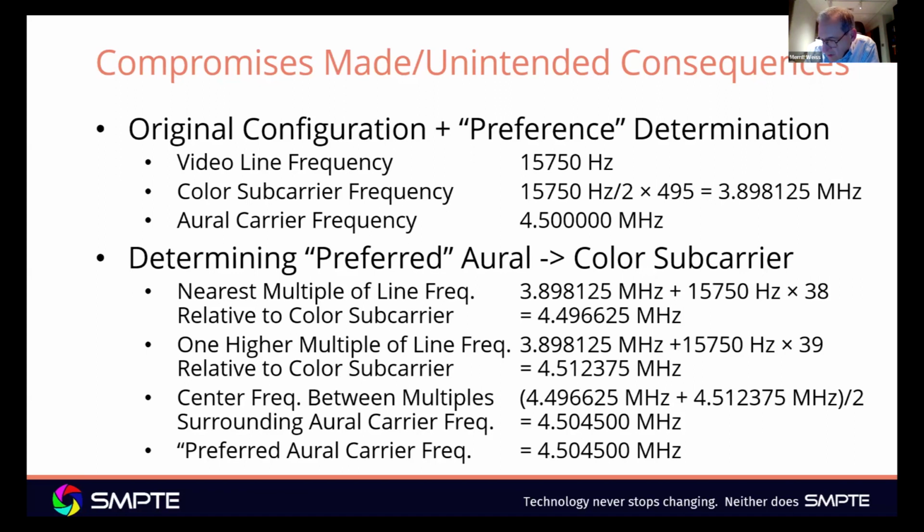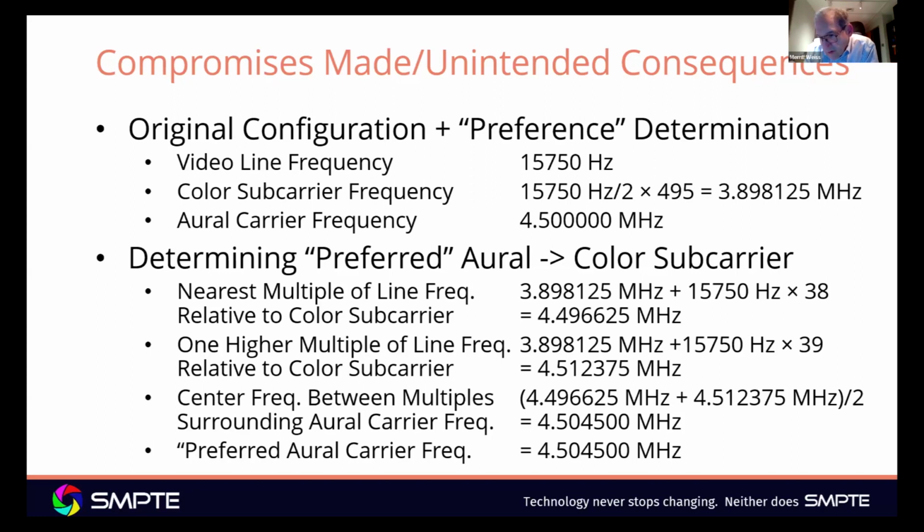I should mention that the Foster-Seeley discriminator and the ratio detector, neither one of them was particularly sensitive to the frequency it was actually decoding or demodulating. So it wouldn't have mattered if you moved the signal by 4.5 kilocycles. It would have still been properly decoded by either one of those kinds of demodulators.